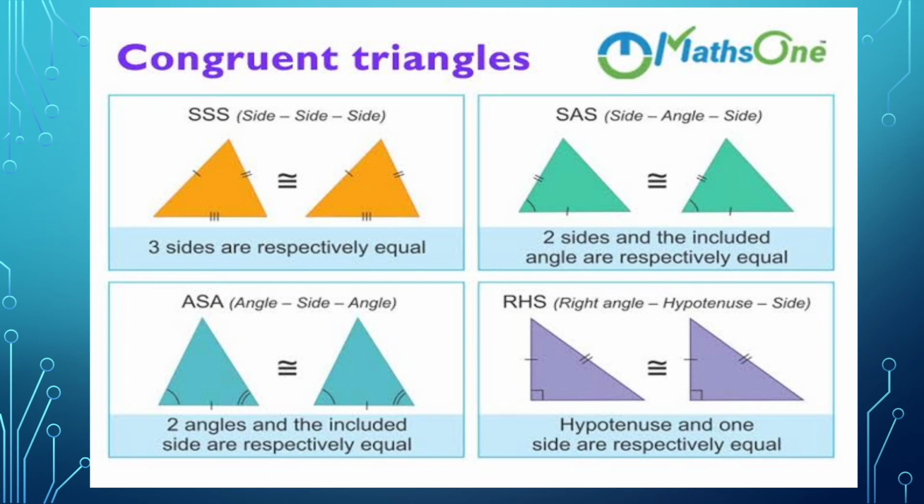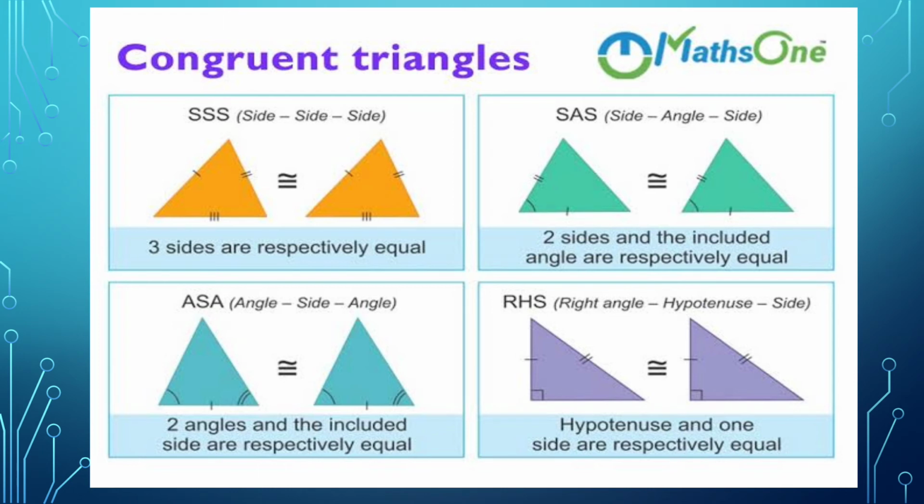Two triangles are congruent if two angles and the included side of one are respectively equal to two angles and the included side of the other. So in both triangles, two angles should be equal, and one side should also be equal. That is ASA, angle side angle.